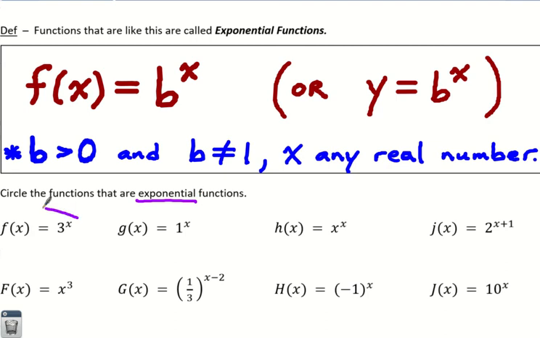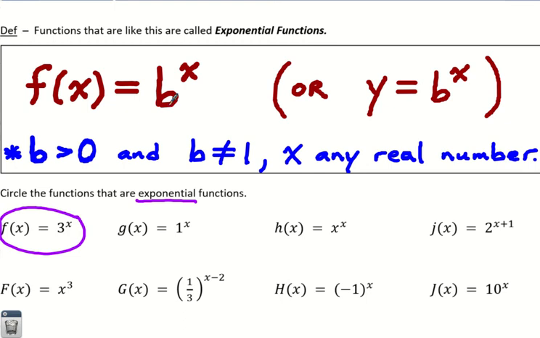And little f qualifies. It's got a good base and a variable in the power. Not little g, because the base is not allowed to be 1. And I guess really quick, it doesn't take a whole lot of time to figure out why the base can't be 1 or why the base can't be 0.